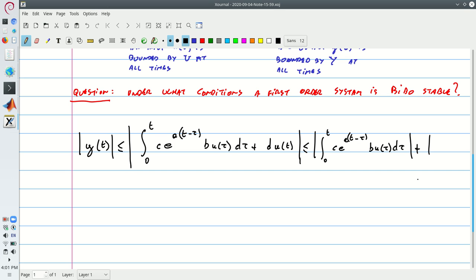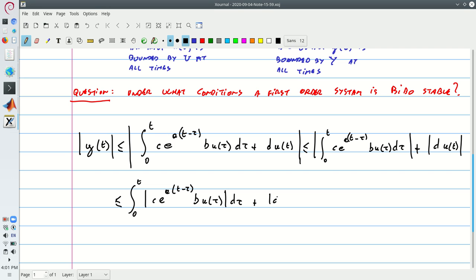Plus, so you have the convolution integral plus the absolute value of the d u of t. And so this is the first step. Then what can we do? We have that the absolute value of an integral is less or equal than the integral of the absolute value. So again, we can write something that is an upper bound in the following way. Absolute value of c exponential of a(t minus tau) b u of tau d tau plus, now let's work a bit on this.